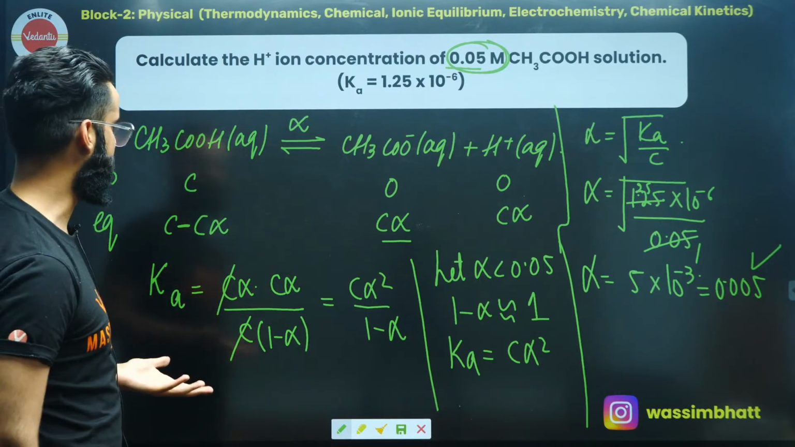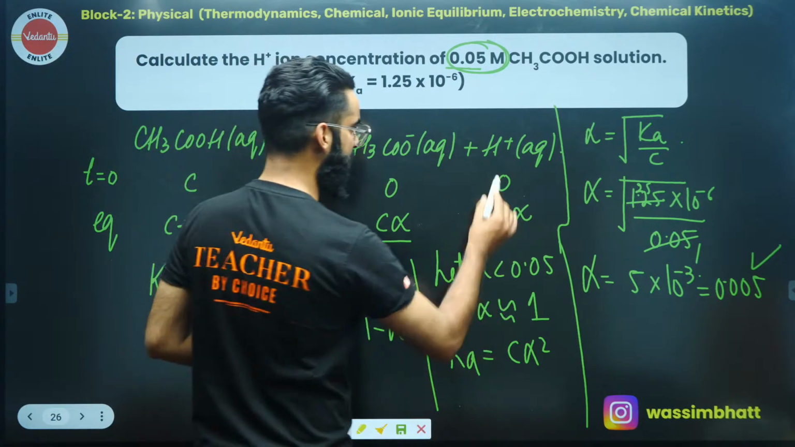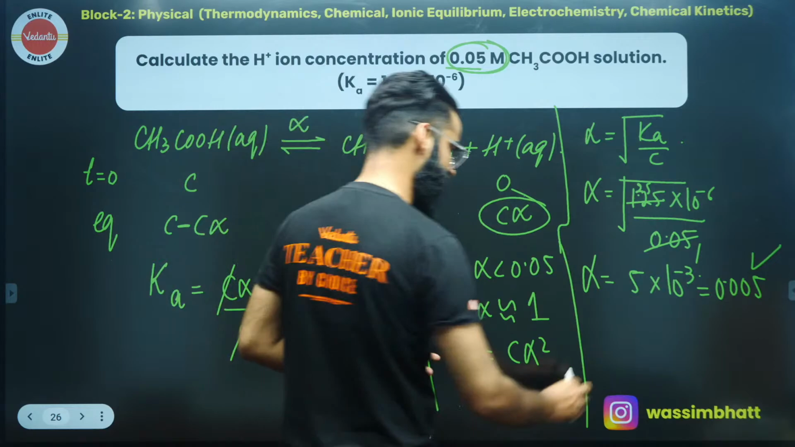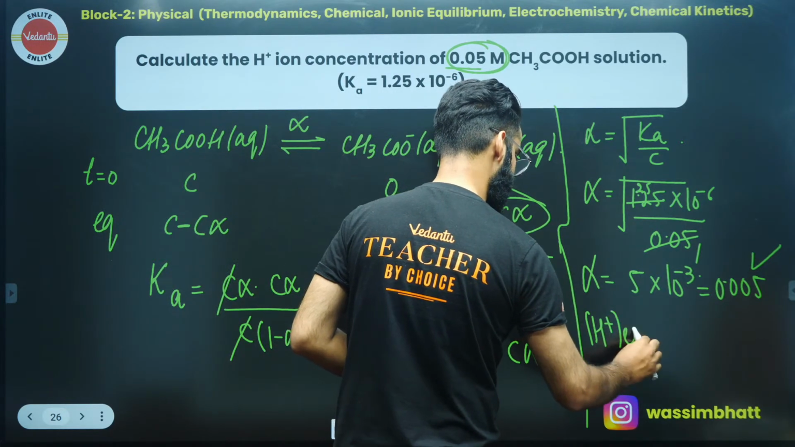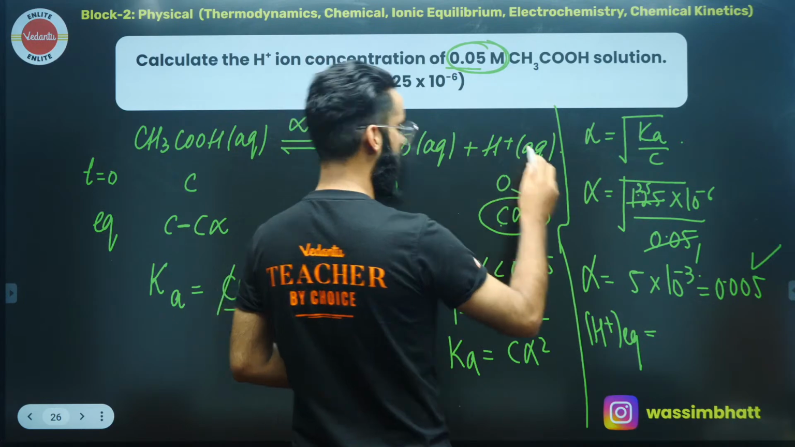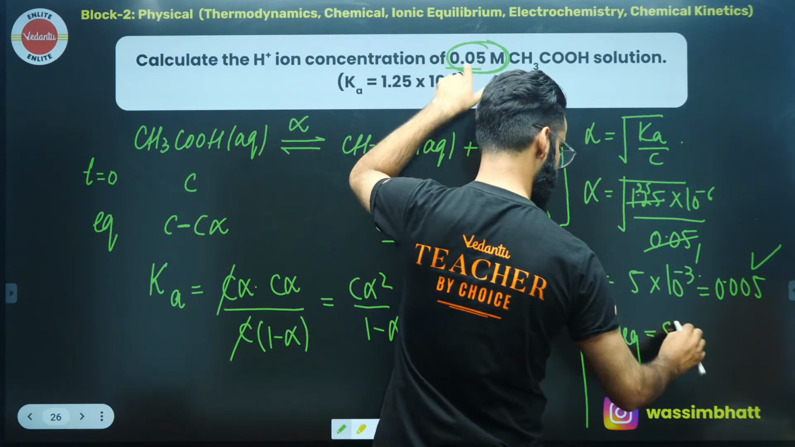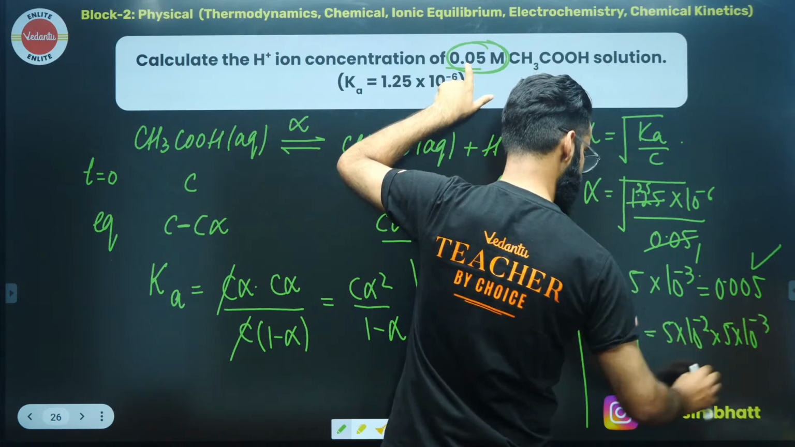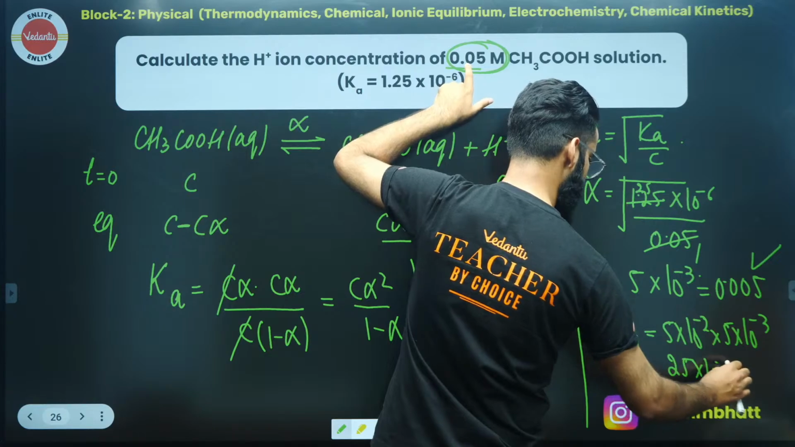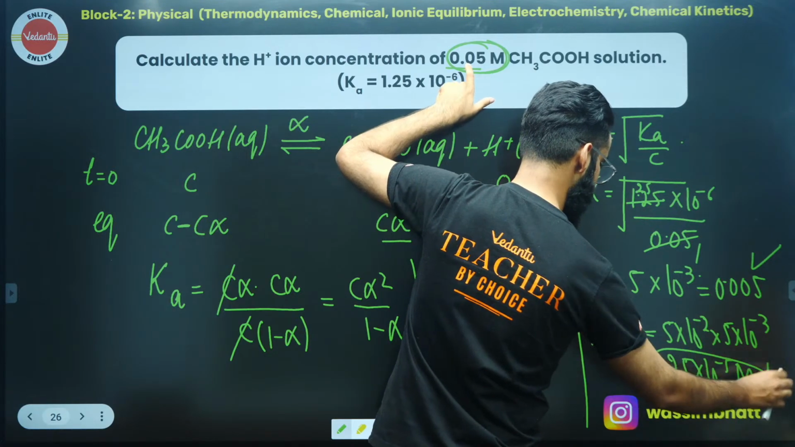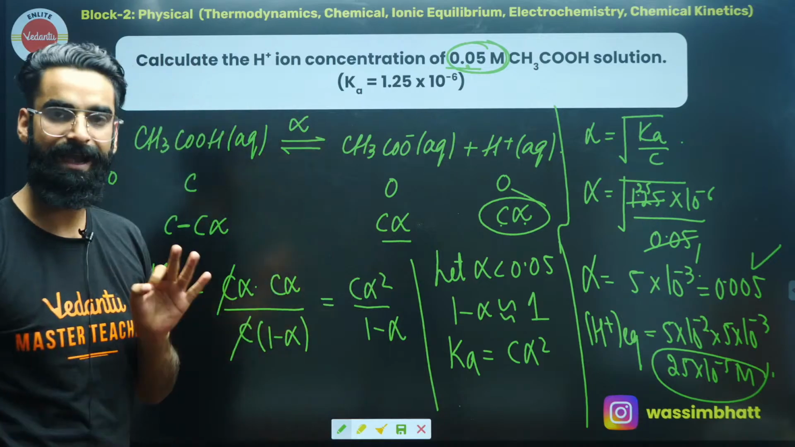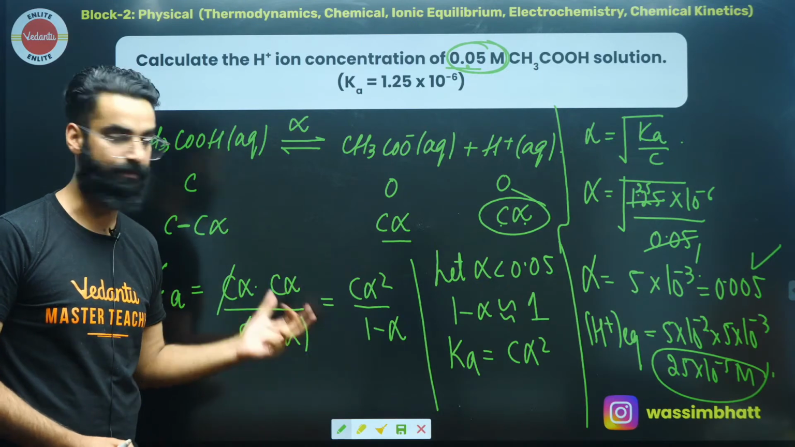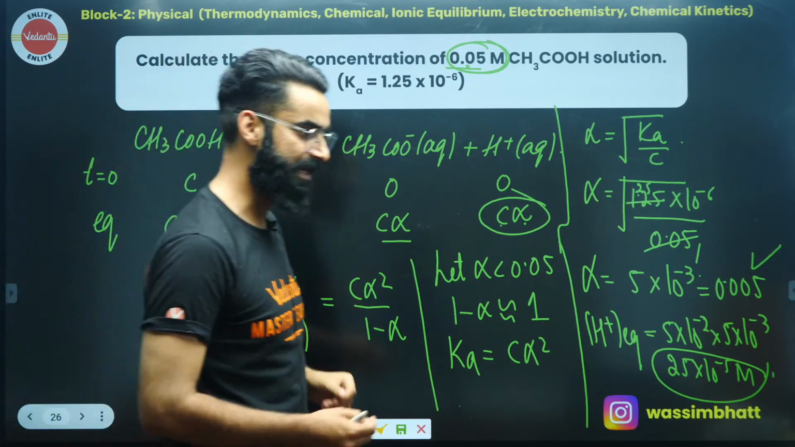Now what were you supposed to calculate? You were supposed to calculate the concentration of H positive in the container at equilibrium. And you know, the concentration of H positive in the container at equilibrium is C alpha. So concentration of H positive at equilibrium is equal to C multiplied by alpha. What is C? C is 0.05, that means 5 into 10 raised to minus 2. And alpha is 5 into 10 raised to minus 3. So the final value comes out to be 25 into 10 raised to minus 5 molar. So this is basically the concentration of H positive present in the container at equilibrium, which we were supposed to calculate. I'm sure you got to know the procedure of solving this sort of question, right? Right, my dear people?